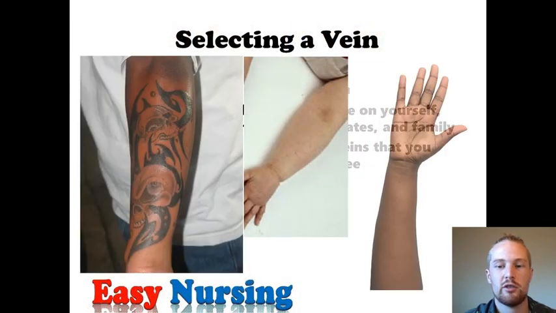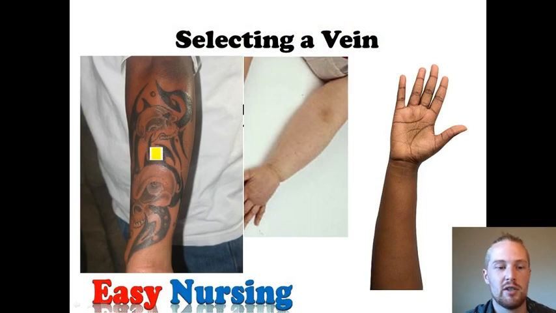Some other issues that you'll see when trying to select an IV site: you can see tattoos on a patient. This doesn't affect palpation very much, but it could affect visualizing, especially if all the ink's covering the vein, you might not be able to see it. So you just got to get real close, and sometimes you can still find it.